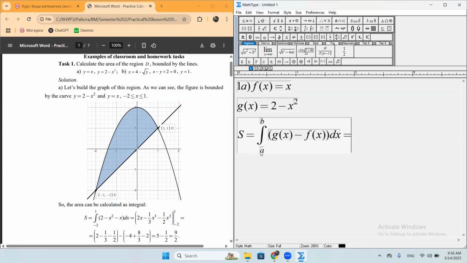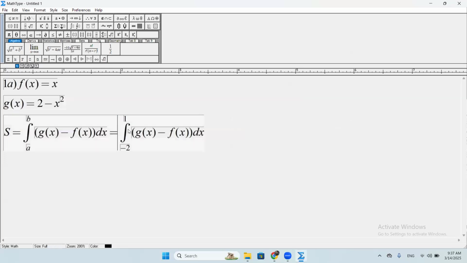And how to define bounds of integration? We need to find points where these graphs are intersecting. So here is a point -2, -2, and point 1, 1. And what is required for us is only the x coordinates. So we calculate the integral from -2 to 1. And now let's substitute our functions: g of x is 2 minus x squared, minus x.